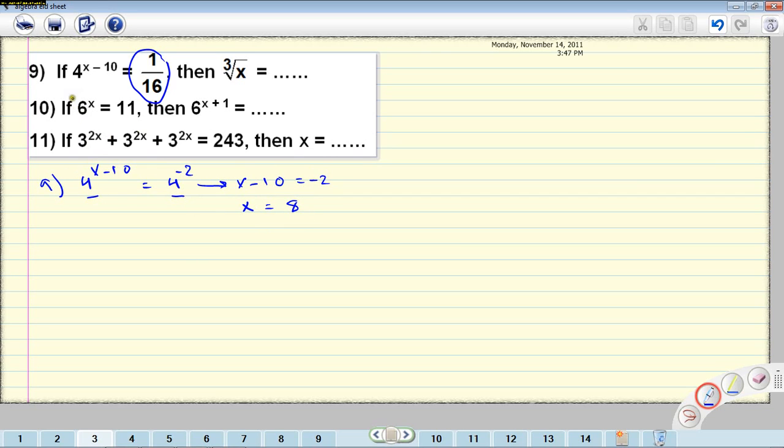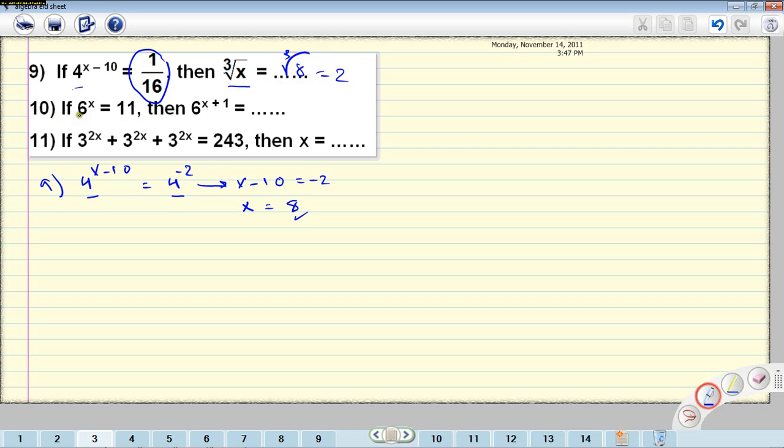Some students may factorize 4 and write 1 over 16 as 2 to the power negative 4. The answer will be the same. It should be 8. I'm sorry, I forgot, here's cubic root x, which means cubic root 8, which is 2.